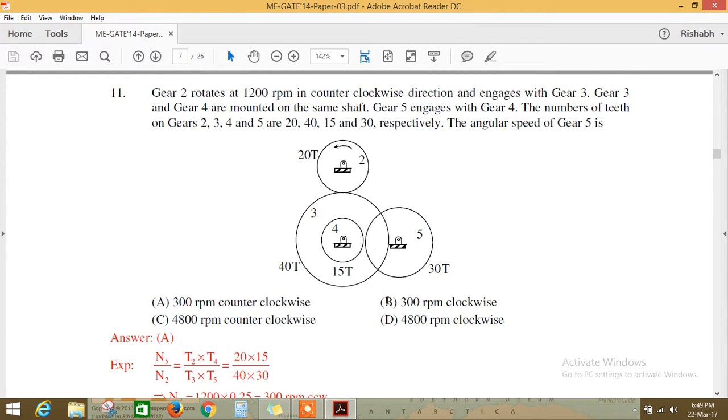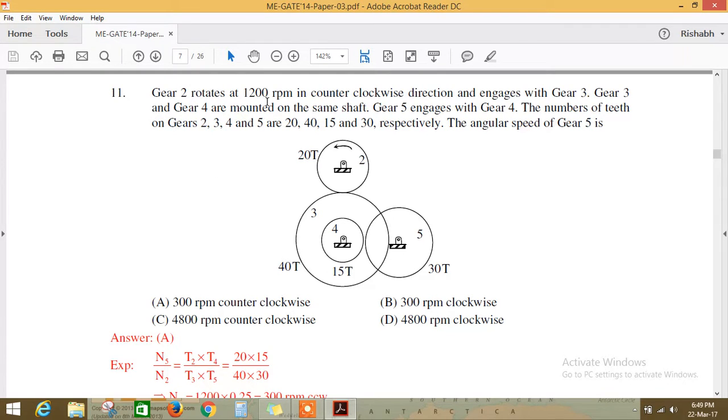Hello students, so let's discuss the rest questions. I am going to discuss today from question number 11 to question number 15, which came in GATE 2014 paper of mechanical branch of 1 mark each. Okay, so let's start with the 11th question.